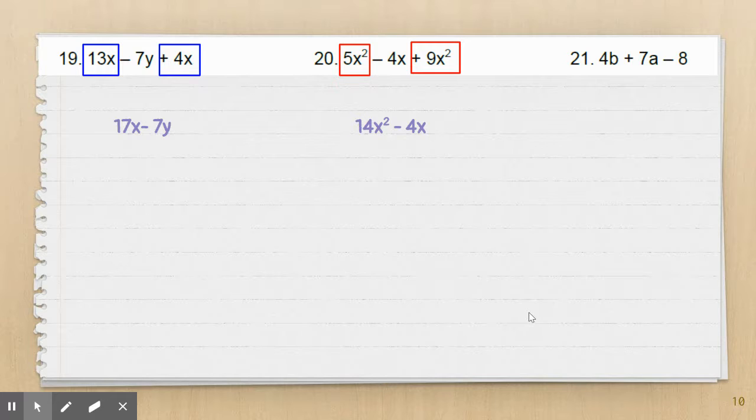All right, and for 21, well, we don't have any like terms here. There's nothing we can combine. However, we can rewrite this. We, again, want it in alphabetical order. So the 7a would come before the 4b. And I just want to point out that that plus 7a travels with the 7a. It doesn't drop down. The reason it's a plus 4b is because if you look at 4b, there's nothing in front of it, right? There's no subtraction sign. There's no negative sign. There's nothing there. So that means it's positive. That's why it's plus 4b.